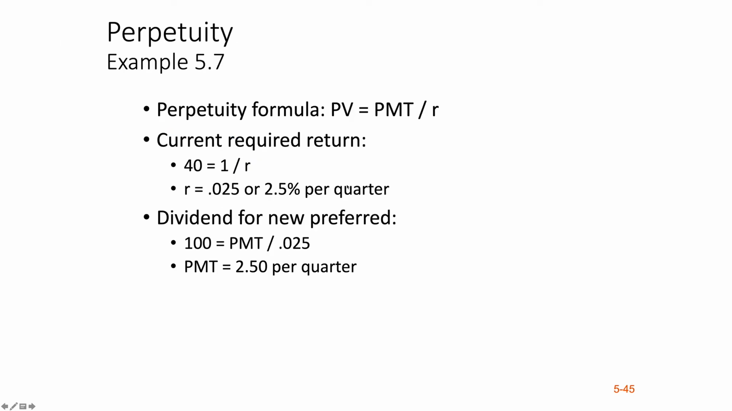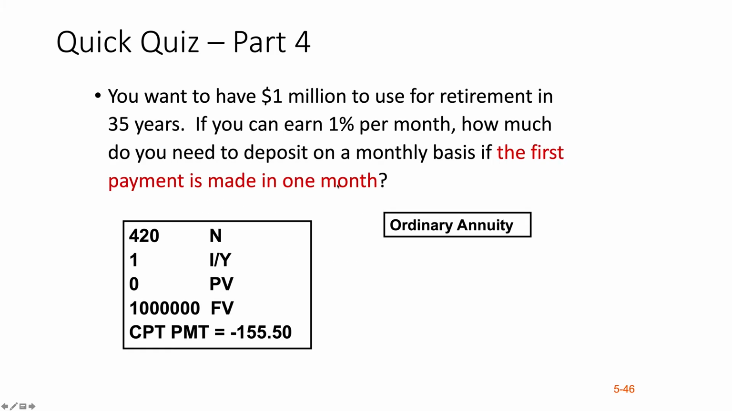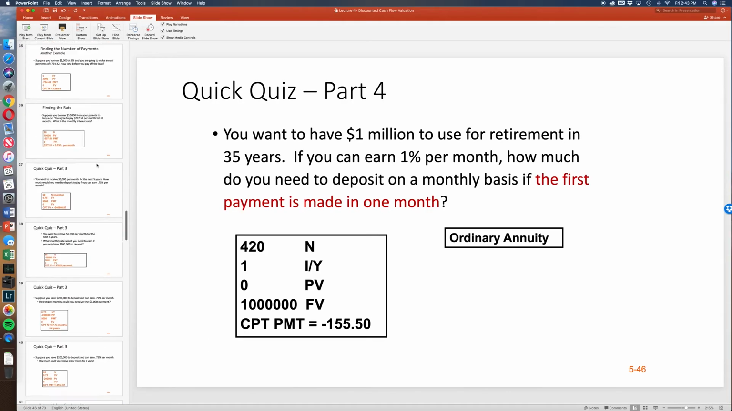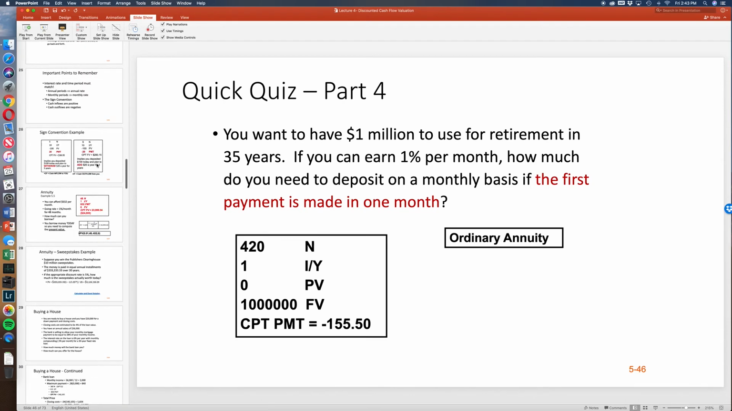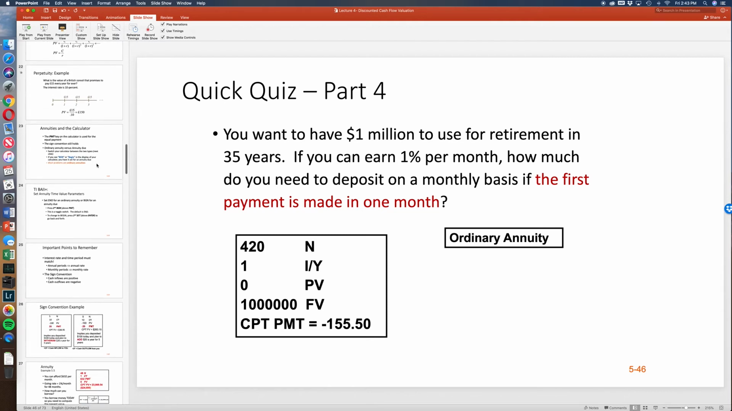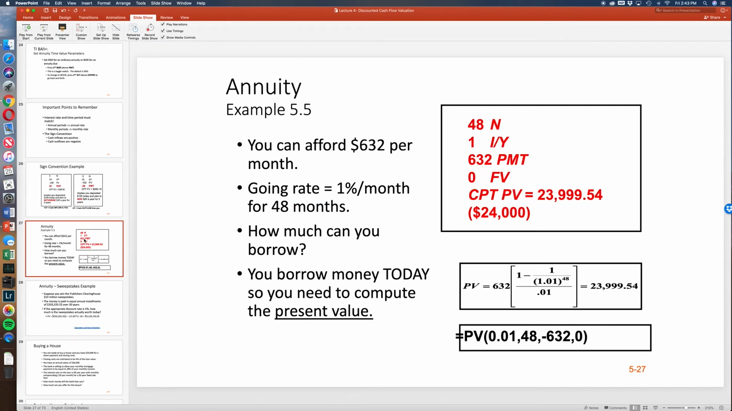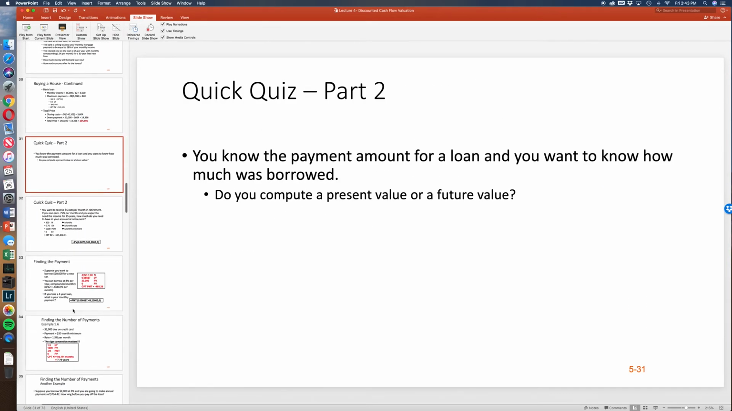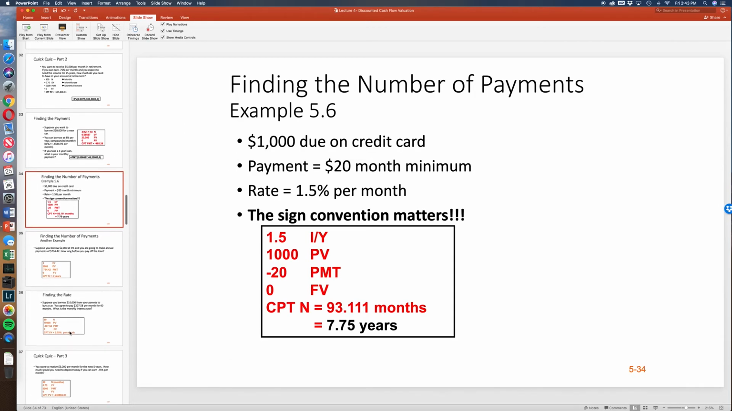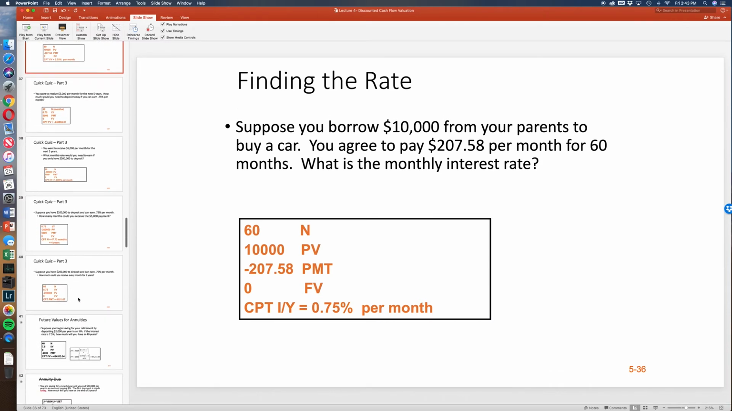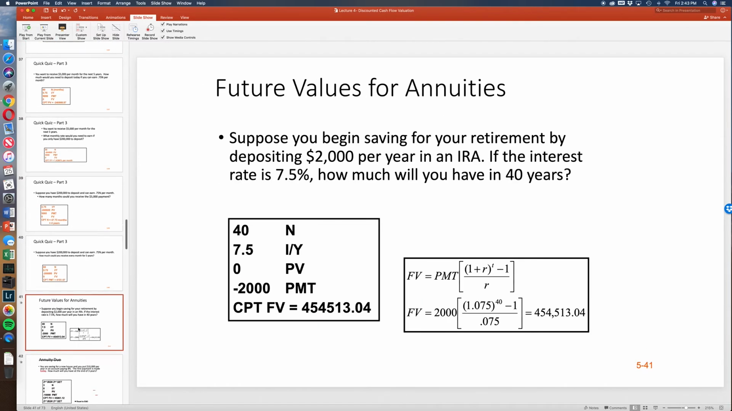My slides are jumping around for some reason. Annuity, this one we already did. Buy a house, already done. Find the number, already done. Find the rates, already done. Future value of annuity, we're not doing that. Annuity due, ignore it.